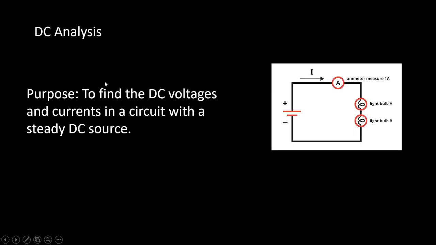First we look at DC analysis. Its purpose is to find the DC voltages and currents in the circuit with a steady DC source. So if we have a simple circuit here where you have a DC source, an ammeter, and two loads, then in this steady state we just apply a particular voltage here, and you can find the different currents in the circuit. This type of analysis is DC analysis.